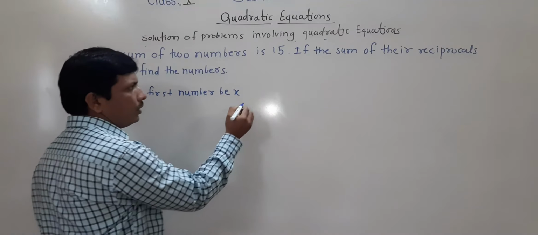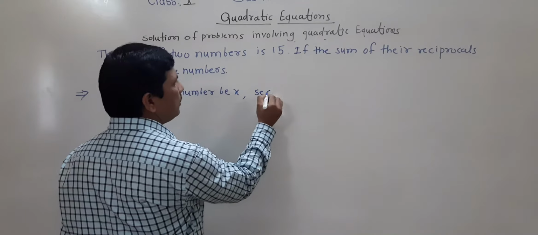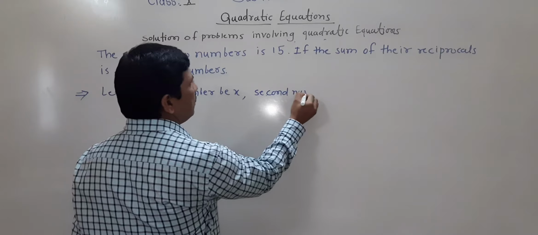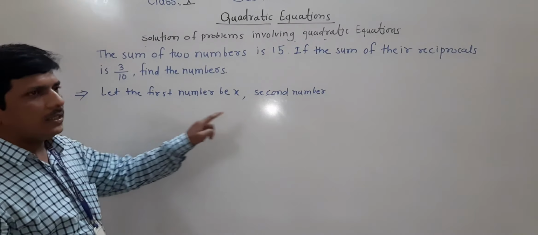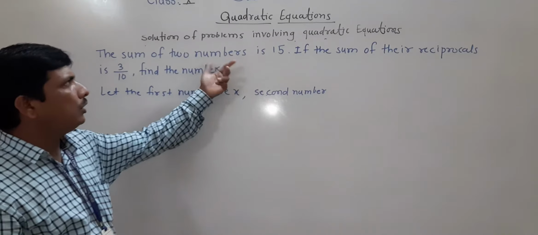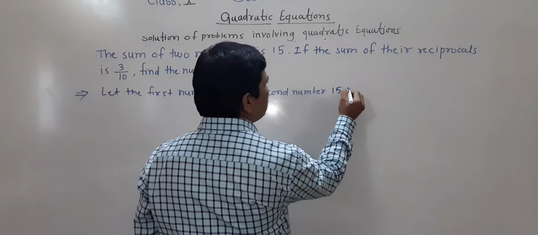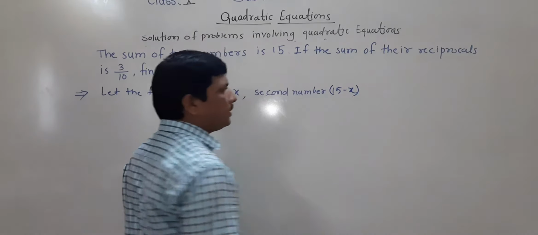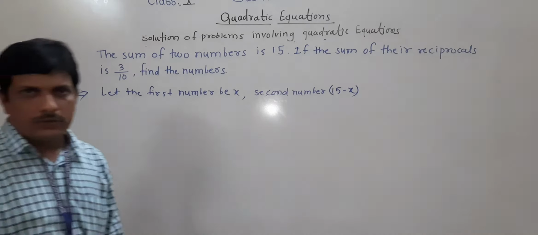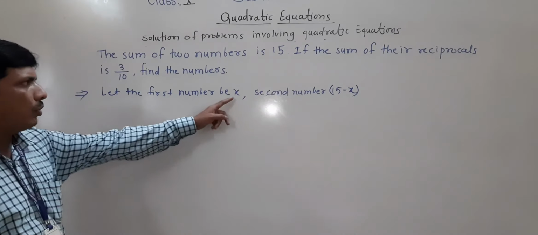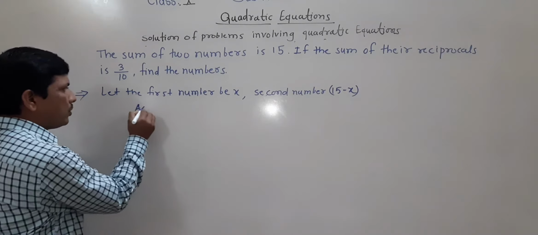Okay, so what will be the second number? The first number is x, then the second number will be, because the sum of both numbers is 15, 15 minus x. Now the sum of their reciprocals. So what is the reciprocal of x? 1 by x.